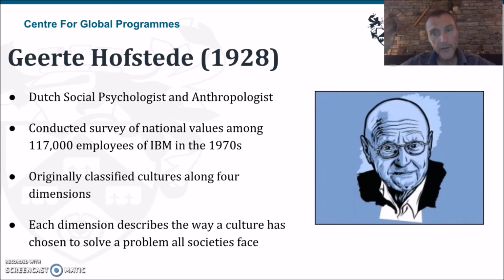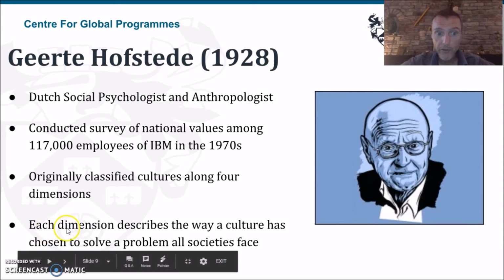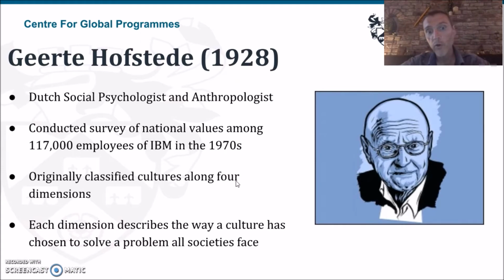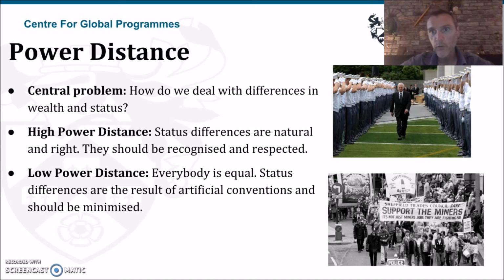So the conclusions that Hofstede originally arrived at came in the form of 4 cultural orientations or 4 dimensions. Okay, each of these dimensions describes the way a culture has chosen to solve a problem which all societies face. Okay, so this is the first of the 4 dimensions. It's called power distance. And here the central problem that the culture has to face is, how do we deal with differences in wealth and status? Okay, no society is equal. There are differences in power, in privilege, in wealth, in status. So how do we deal with those?